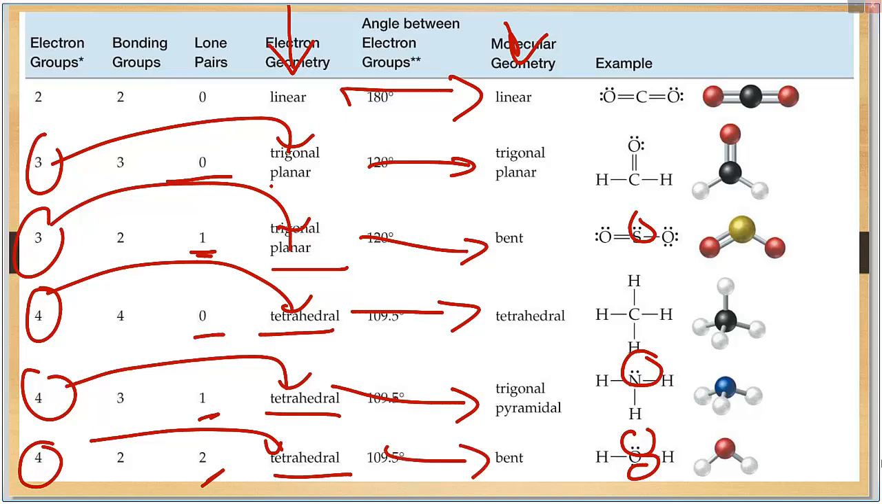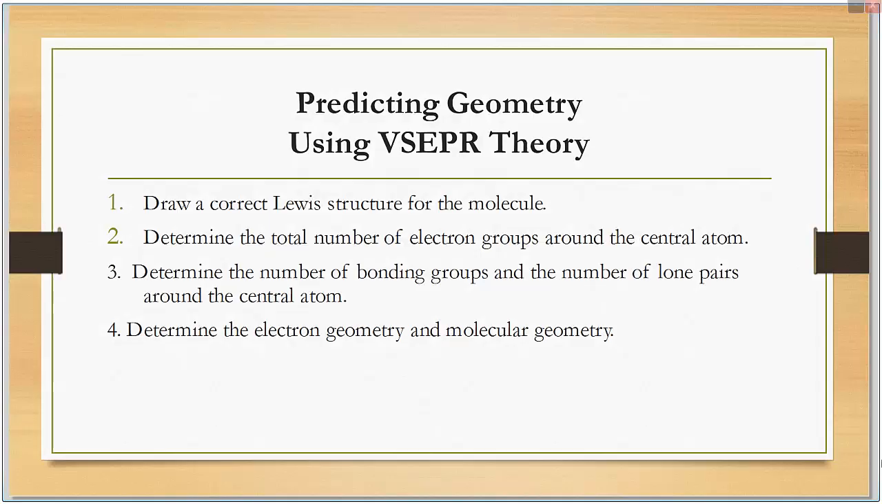Alright, so to determine VSEPR, the first thing you need to do is draw the Lewis structure. Then you need to determine the number of electron groups on the central atom. Then determine the number of bonding groups and the number of lone pairs around the central atom. And then you determine the geometry.